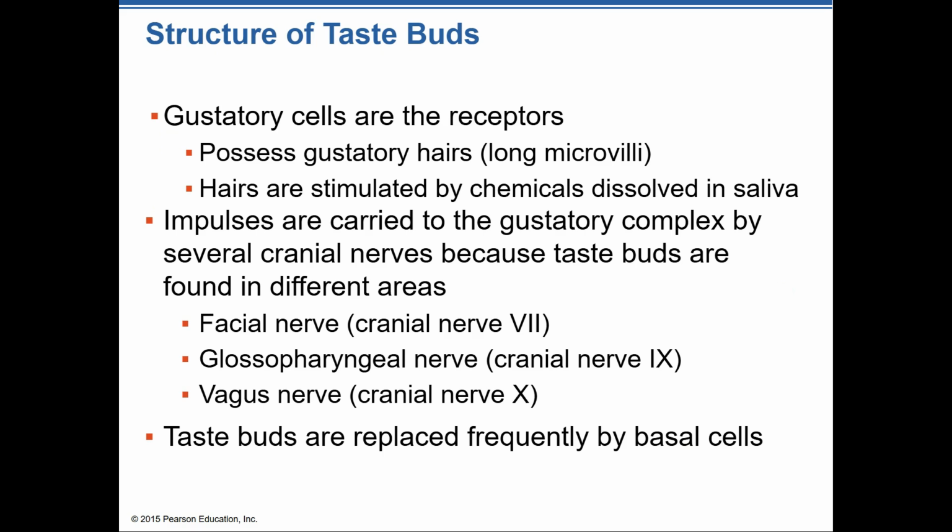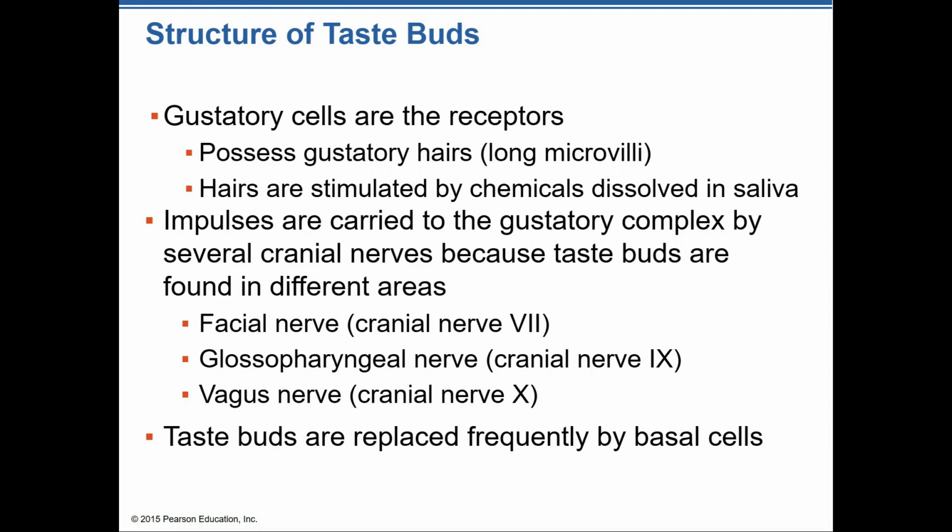Impulses are carried to the gustatory complex through cranial nerves. We talked about these when we talked about your different nerves. The facial nerve, glossopharyngeal nerve, and the vagus nerve are going to carry these because taste buds are in different areas of your mouth. So different areas of your mouth are going to give it to different cranial nerves. You don't need to know which is which. Just know that these 3 are the ones that carry the signal. You don't need to know that the facial nerve is 7, but know that it's one of the 3 that carries impulses from the papillae gustatory cells to the gustatory complex.